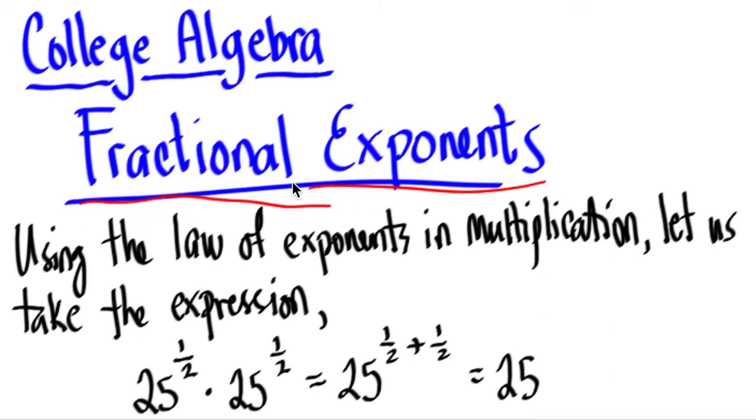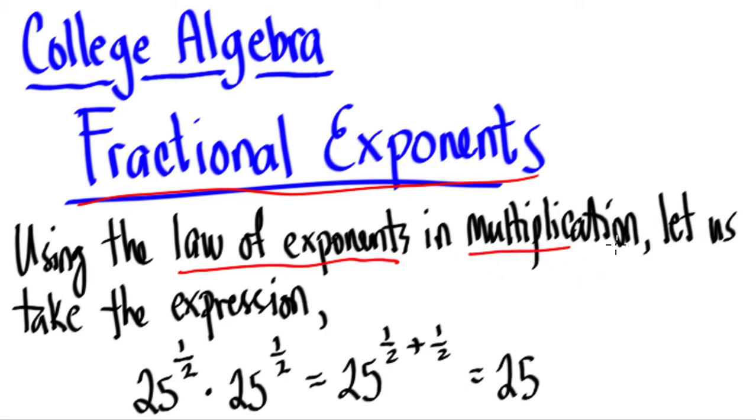of a fraction. Now, using the laws of exponents, the law of product of powers, I can't remember the name, let us take the expression here. We have 25 raised to a half, times 25 raised to a half. And we have this law, the product of powers, that is, if the bases are the same. So we can see here the base, which is 25, and the base, which is 25.